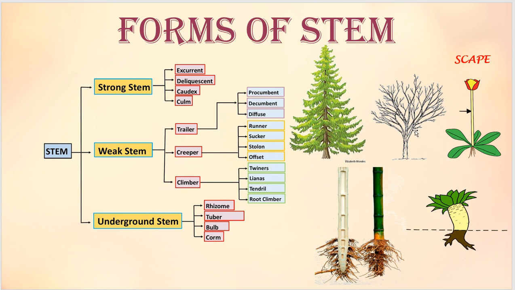So here the tree grows erect, and as they are producing too many lateral buds compared to the apical bud, the tree attains a crown-like structure.